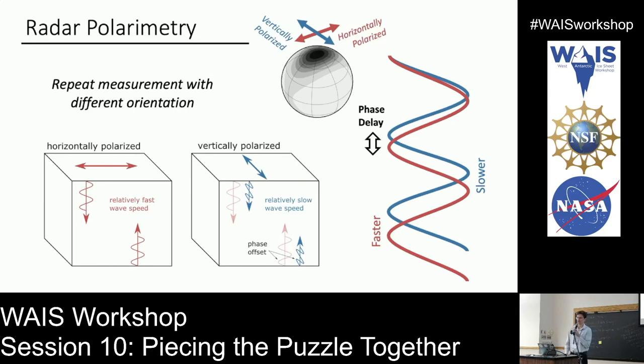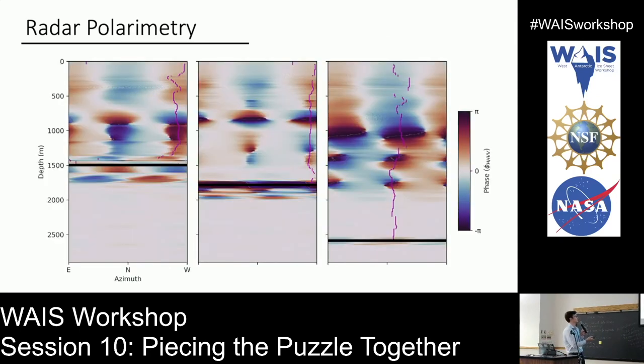So if there is some crystal orientation fabric, then you should be able to pick that out based on, again, phase delays within the two radar acquisitions. So we come up with images that look like this. I won't spend too much time interpreting these because they can be a little bit confusing, but the idea is that we can pull out two kind of bulk signals within the fabric.